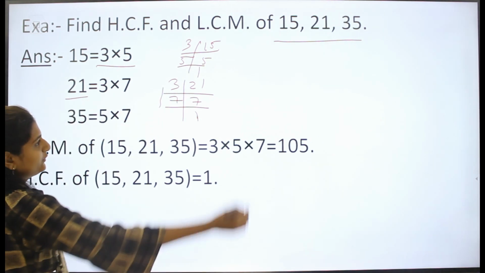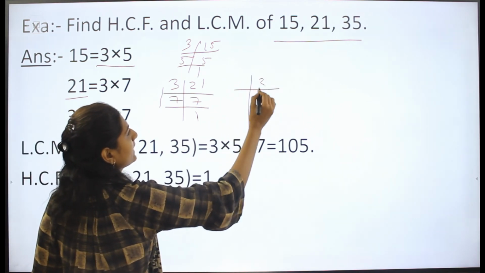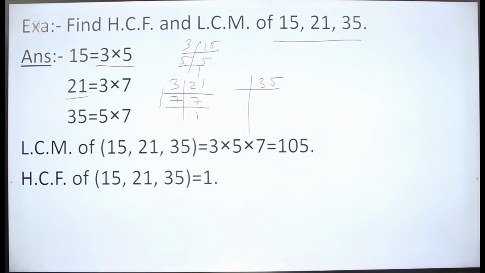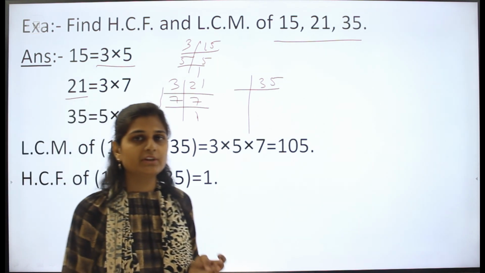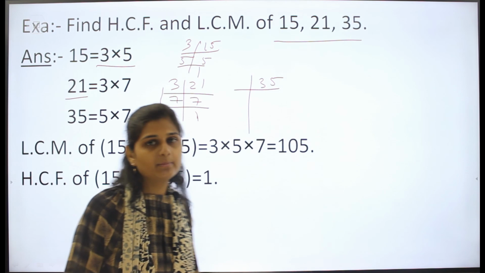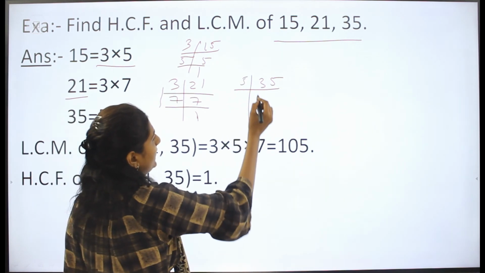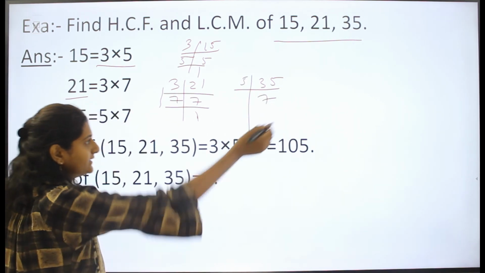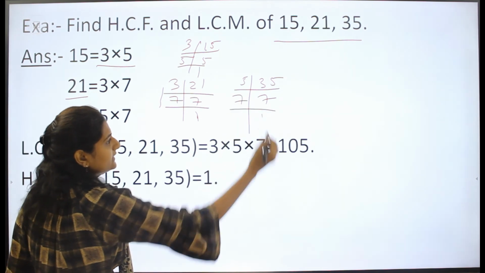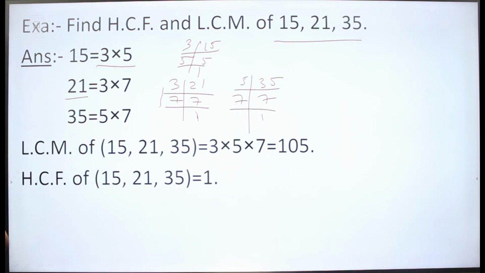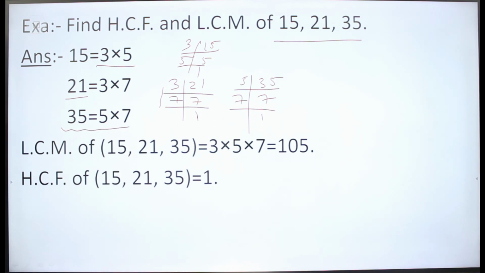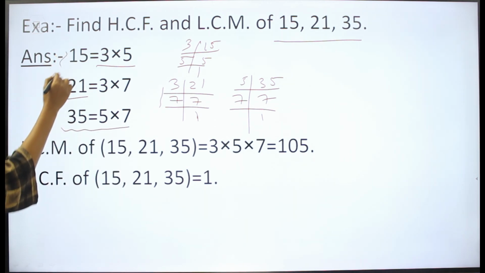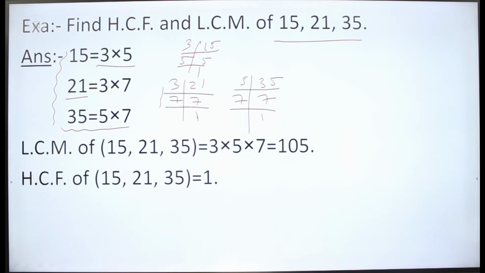At last we have to find the factors of 35. Okay, so 35 is not divisible by 2, 3, 4. Directly it will be divisible by 5, so you can write 5 sevens are 35, and 7 will be divisible by 7, 7 ones are 7. So you will get the factors of 35 as 5 multiplied by 7. So we have found the factors of all 3 values.